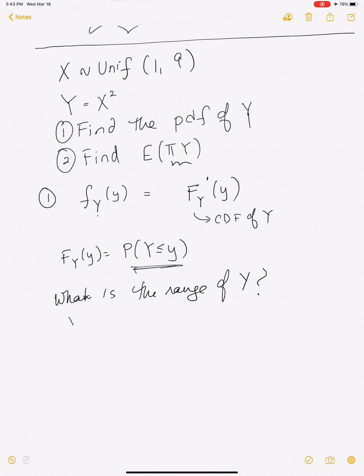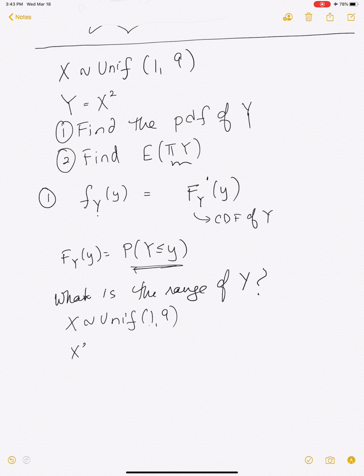Well, X is uniform 1, 9. So I'm going to say it in 2 ways. With probability 1, X is between 1 and 9, which is equivalent to saying with probability 0, X is less than 1 or bigger than 9. Or very loosely speaking, you can say X is always between 1 and 9. But saying X is between 1 and 9 with probability 1 is the more mathematically correct way of saying it.